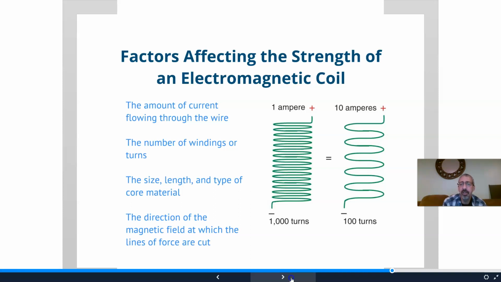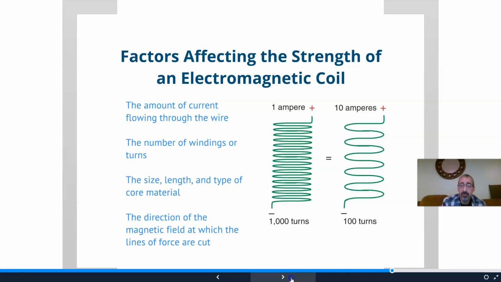The number of windings or turns. If we wrap those wires around and that magnetic field is going through that wire, then the more times we go around, the stronger that magnetic field gets, because that magnetic field is overlapping more and more. The size, length, and type of core material. We usually use an iron core down the middle of this, but if we had a different kind of metal, that magnetic field might not be as big.